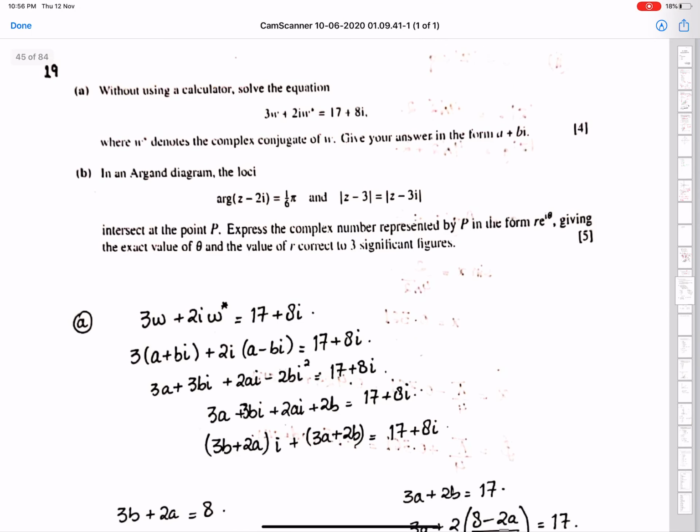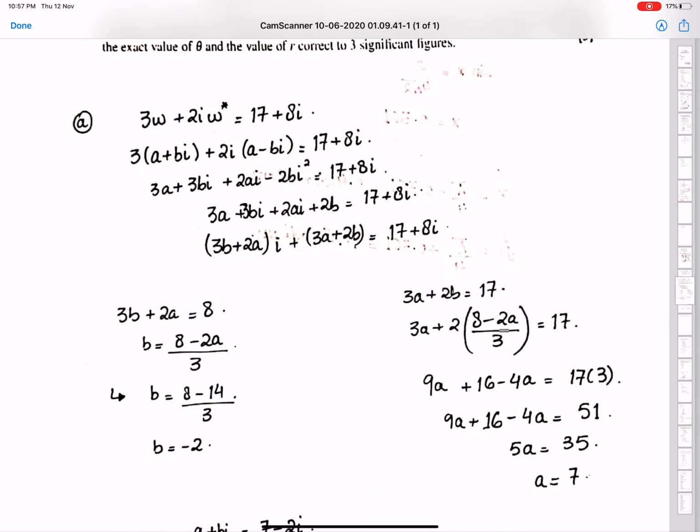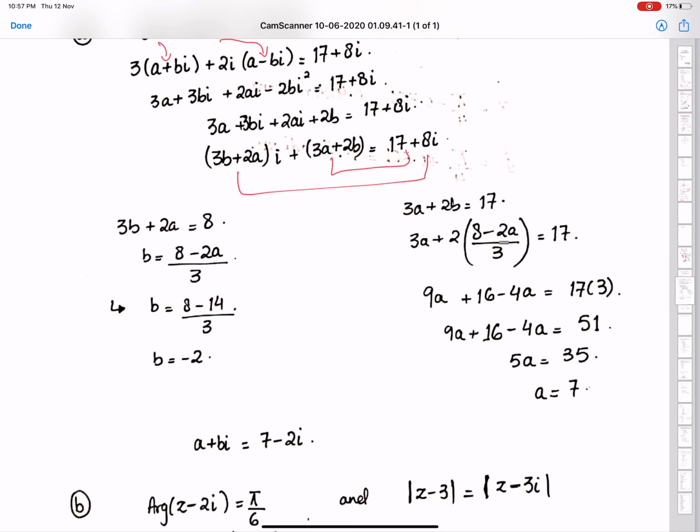This will be the last question of today's class, because this is one of the most important questions. That is why I'm discussing this question now. I'm leaving the first part. The first part is very simple. You just need to substitute w by a plus bi, and then equate real part with real part, imaginary with imaginary. Then we got two equations, and we solved those equations simultaneously. Then we got b is minus 2 and a is 7. So this is the answer of the first part.